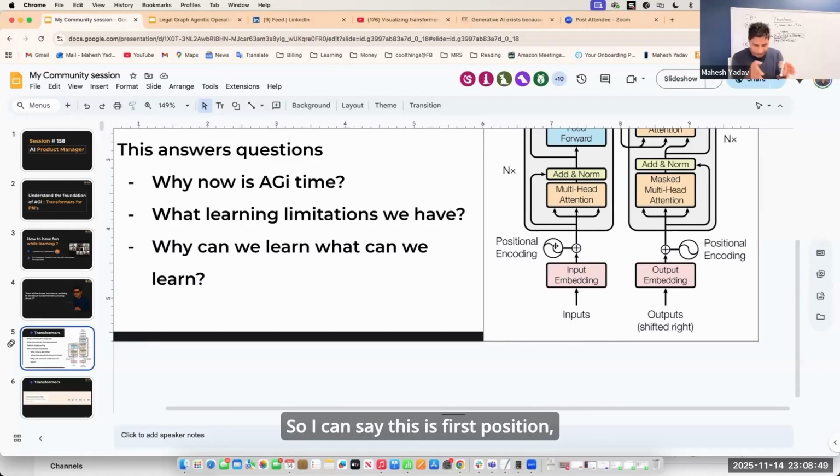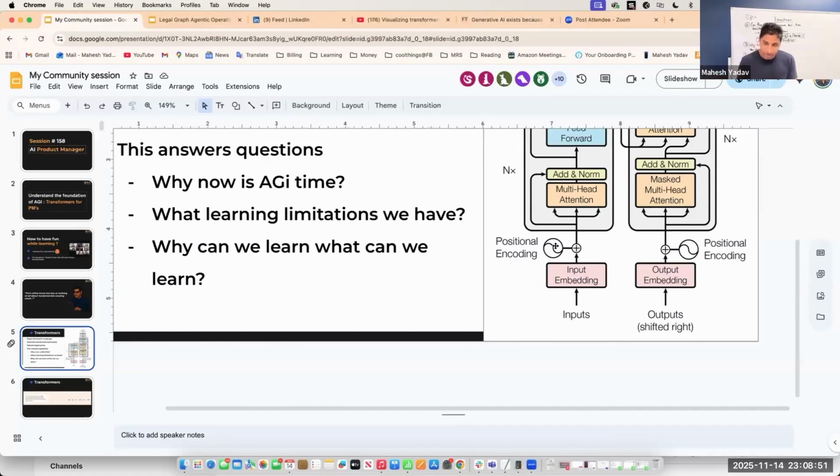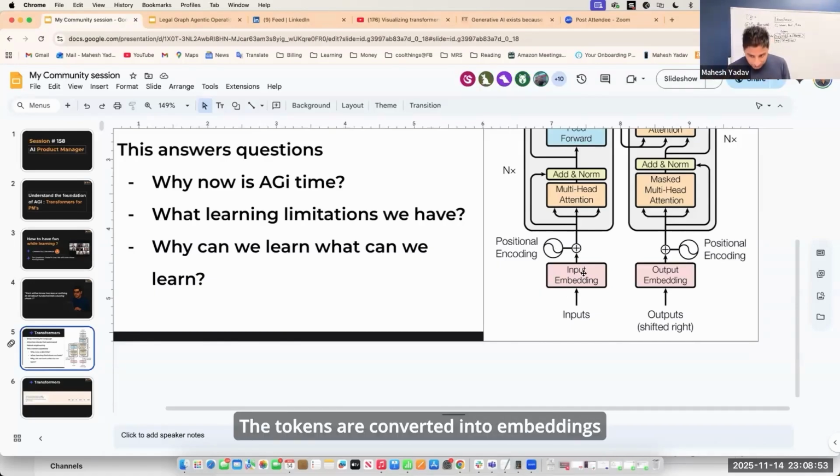So I can say this token is in the first position, second position, third position. So I have converted it into tokens. The tokens are converted into embeddings, and I have superimposed the position. They learned that adding position was making them even more accurate.